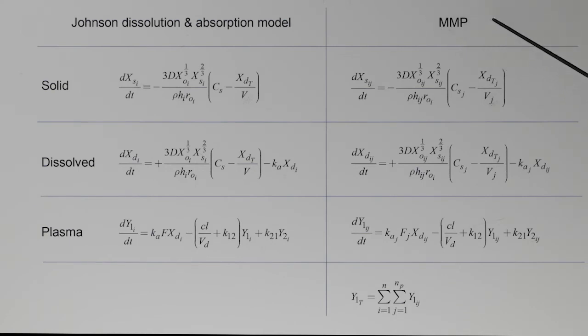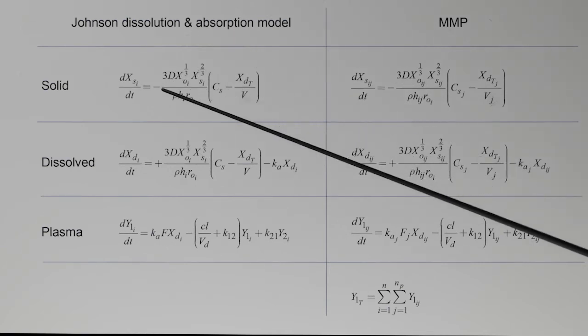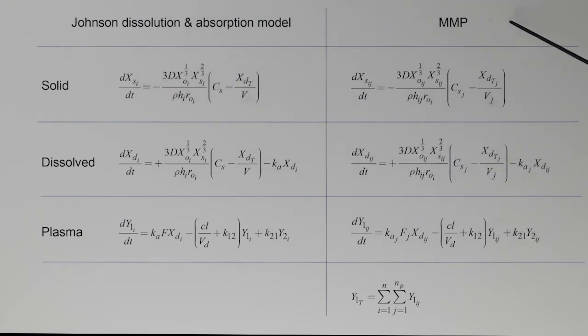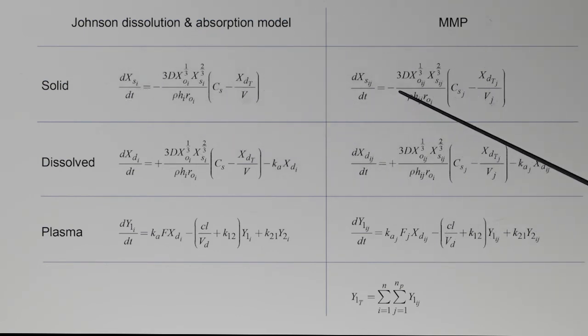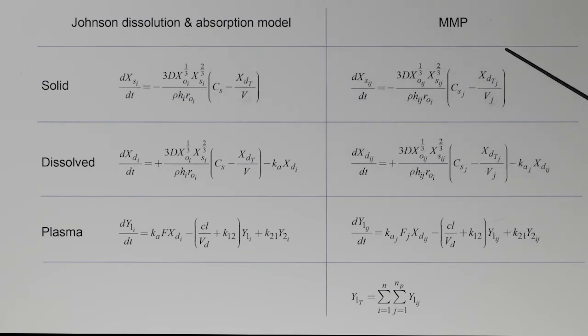What the multiple moving plug model does in essence is subdivide this volume into multiple plugs and introduce a new index J to track those individual plugs as they exit the stomach and move through the small intestine. What you should notice is that in going from the Johnson dissolution model to the multiple moving plug model, one-dimensional array variables become two-dimensional array variables, and parameters that weren't array variables become one-dimensional array variables in the multiple moving plug model.